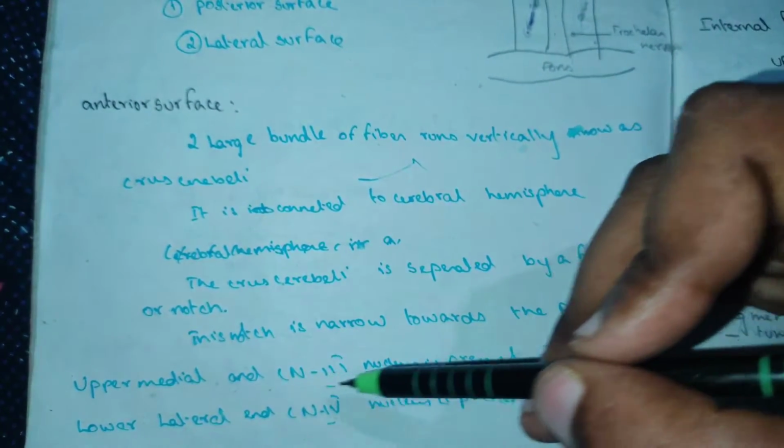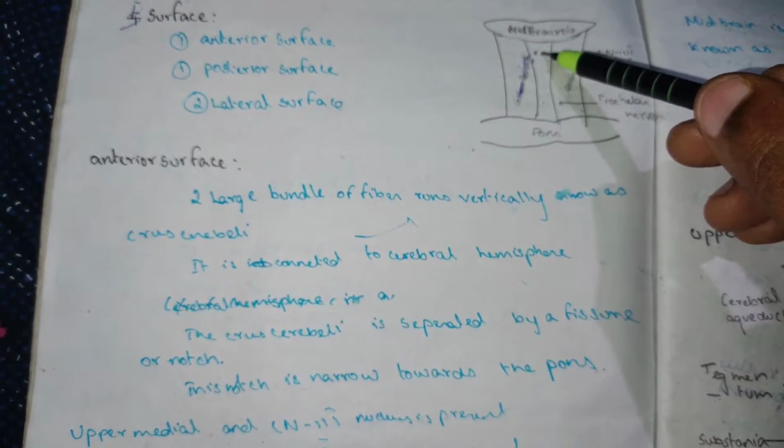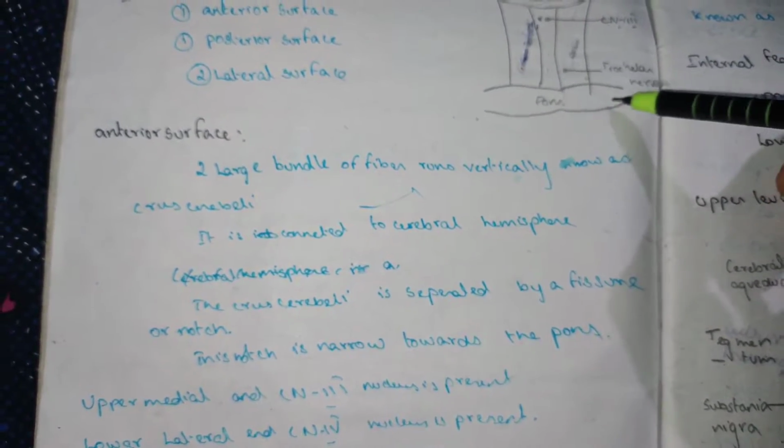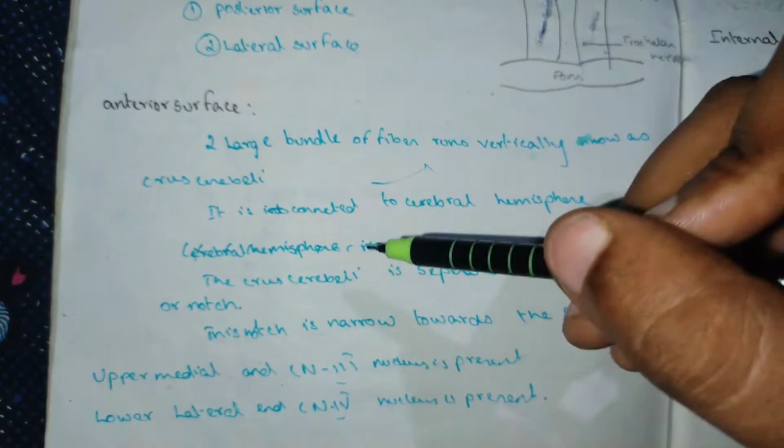In the upper medial part, the cranial nerve number 3 nucleus is present, and in the lower medial part, cranial nerve number 4 is present.